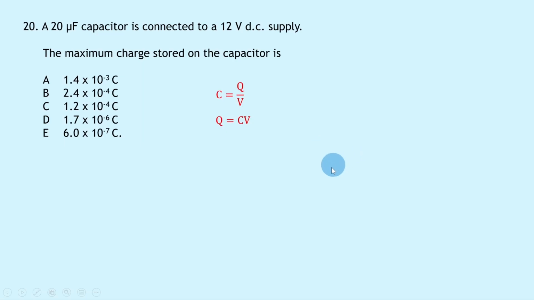And substituting in the numbers gives us 20 microfarads, which is 20 times 10 to the minus 6, times the 12, which if you put into your calculator gives an answer of 2.4 times 10 to the minus 4 coulombs, which gives us the answer of B.